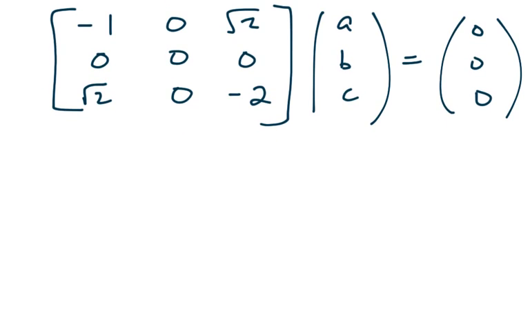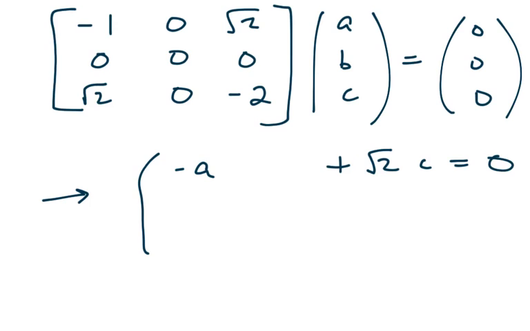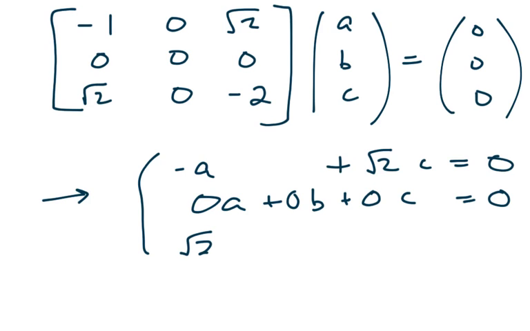All right, so multiplying this all out gives you a system of three equations and three unknowns. Minus A plus √2c should be 0. The middle equation is just solid zeros, right? 0a plus 0b plus 0c equals 0. That's not the most informative thing you've ever seen. And the third equation says that √2a minus 2c should be 0.